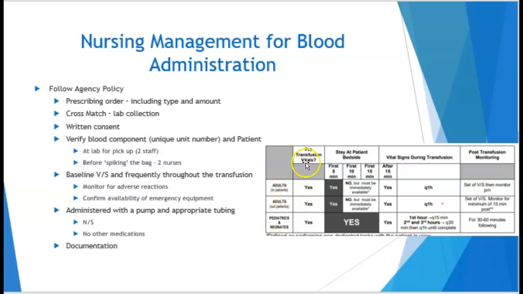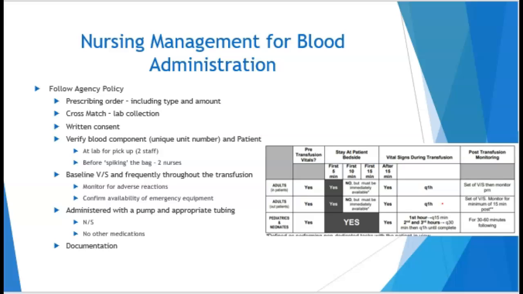In the case of an adult, we have a set of vital signs to start, and then we stay at the patient's bedside for that first 5 minutes without taking our eyes off of them. So we have to converse with them. We don't go to our computer. We stay completely with them. And then for the next 10 minutes, we can look at our computer but we do want to stay with that person. And then after 15 minutes, we do another set of vital signs, and then every hour after that until the transfusion is complete.